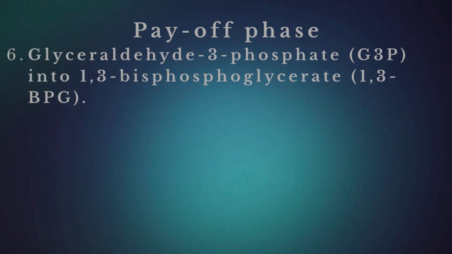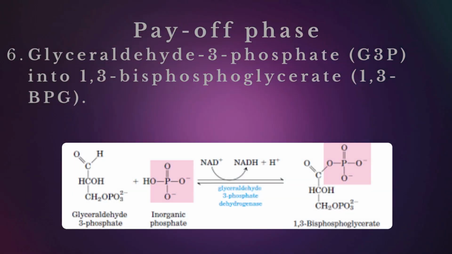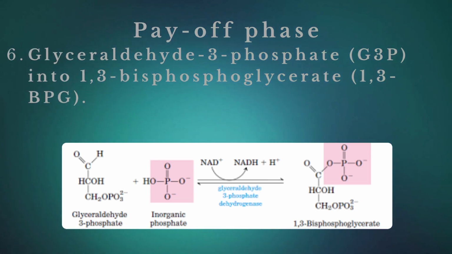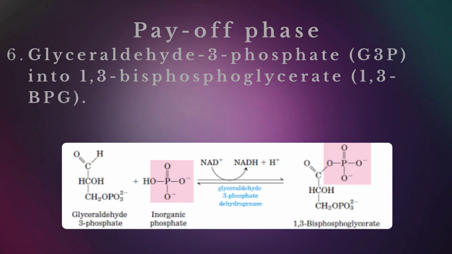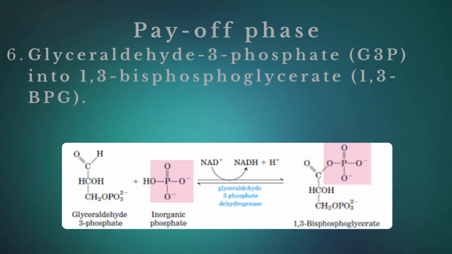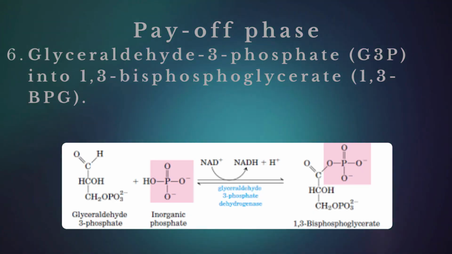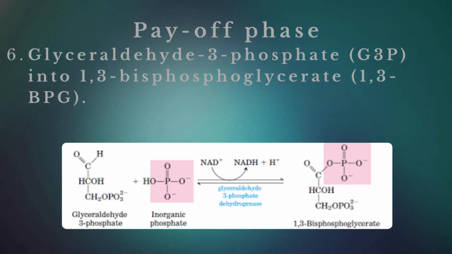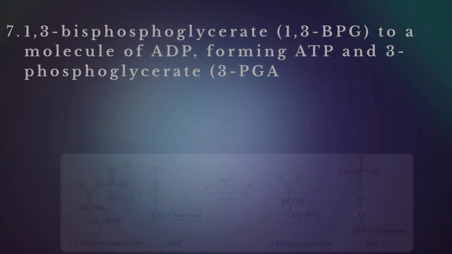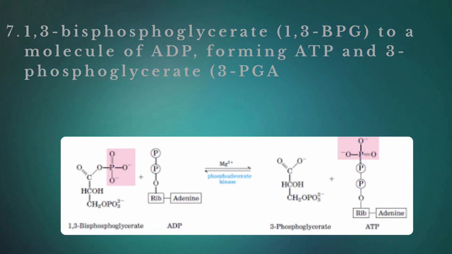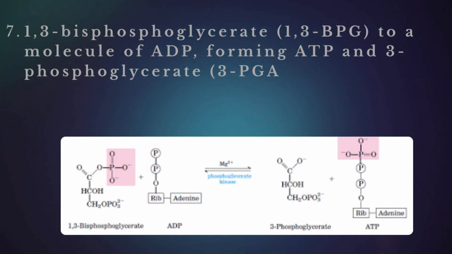Step 6 of glycolysis is the oxidation and phosphorylation of glyceraldehyde 3-phosphate, G3P, into 1,3-bisphosphoglycerate, 1,3-BPG, catalyzed by the enzyme glyceraldehyde 3-phosphate dehydrogenase, GAPDH. This crucial energy-yielding step reduces NAD+ and attaches an inorganic phosphate group to the sugar molecule. It is a critical ATP-generating step, substrate-level phosphorylation, in the payoff phase.